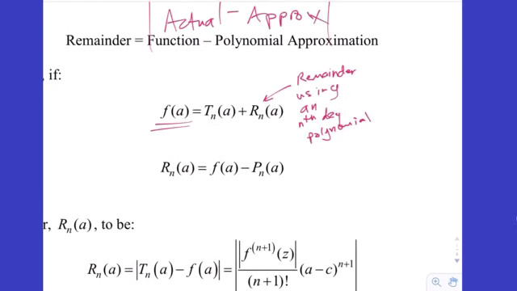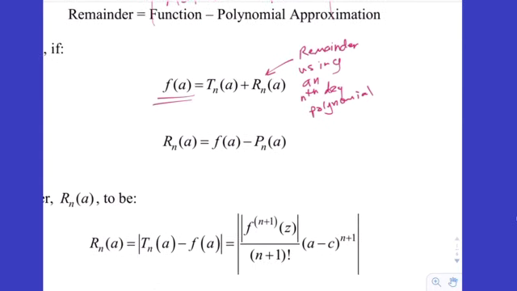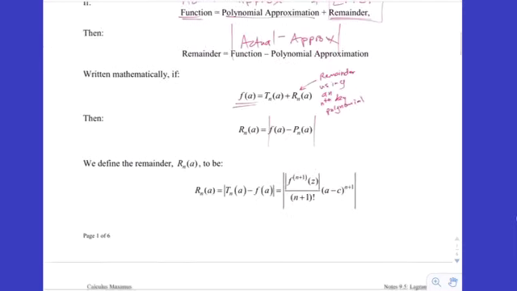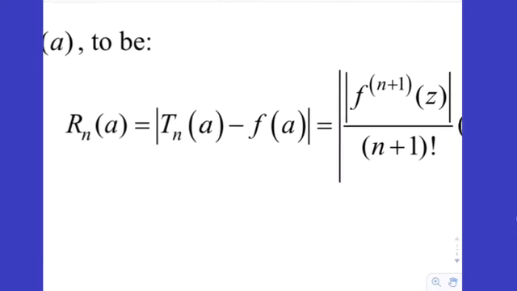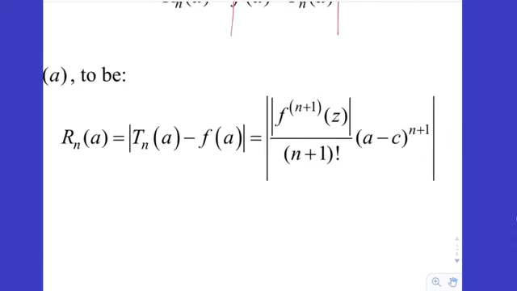All right, and so again, you could solve that for the remainder. It's the actual function value minus the polynomial value. And again, if you want to throw absolute values around it, we can just look at the magnitude. All right? So that's what it's going to look like. But here's how we can find it.